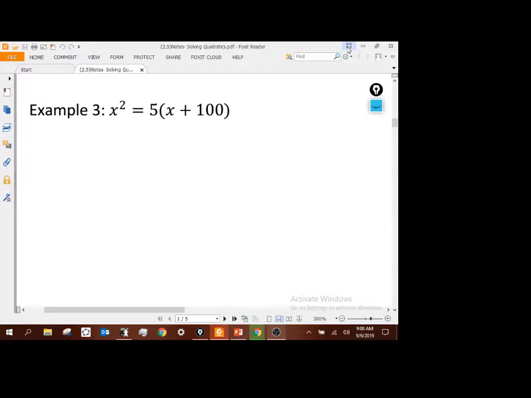All right, so starting with this one, what we're going to do today is maybe do a handful of examples and then show you why the procedures that we're going through actually work. Okay? So with x squared equals 5x plus 100, what do we have to do first here?